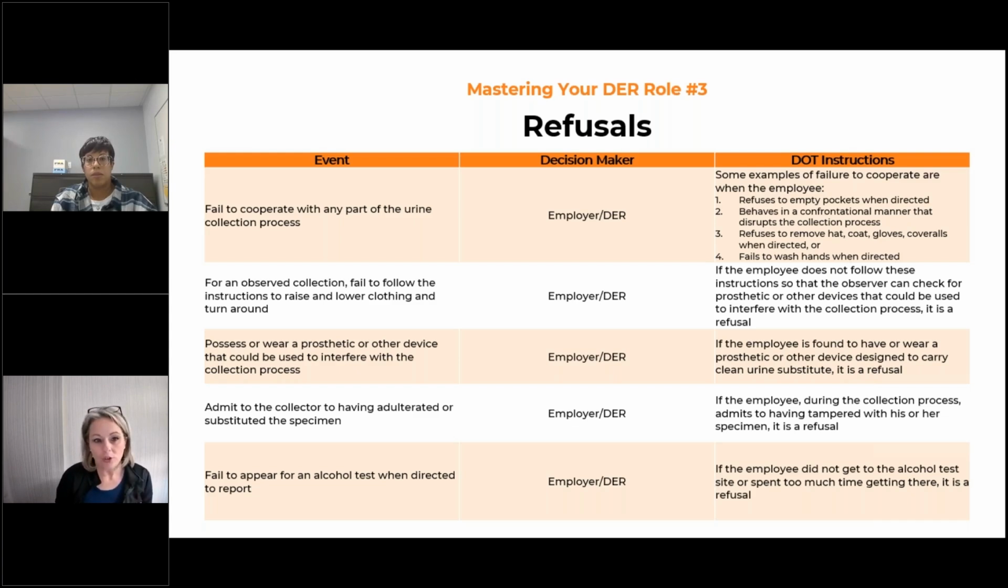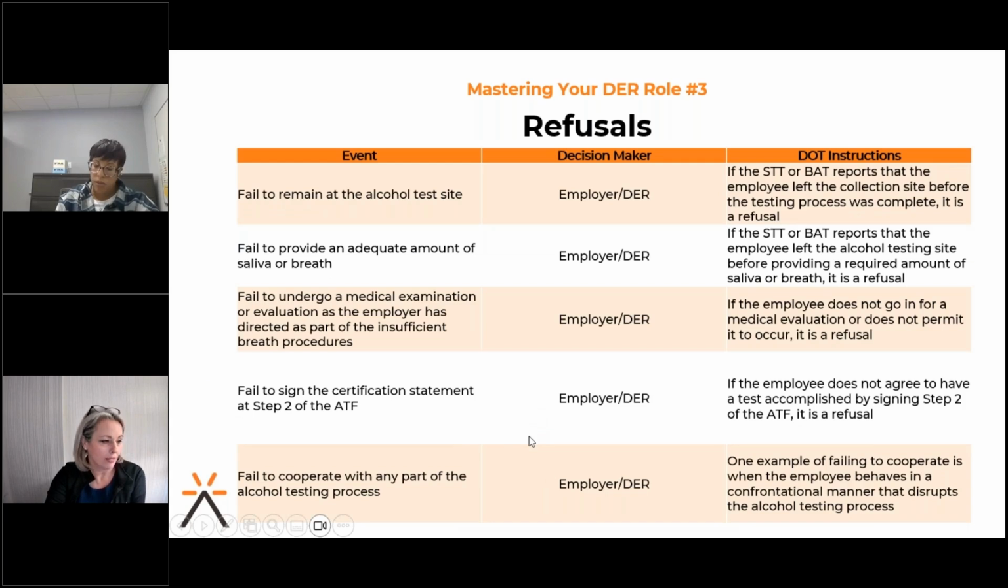For an observed collection, if they don't raise or lower their shirts during that direct observation procedure, if they wear a prosthetic device, if they admit to the collector that they adulterated or tampered with the specimen, or they fail to appear for an alcohol test. Again, all of those are the same as with the urine.